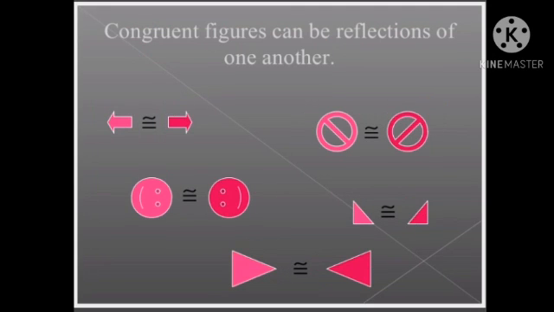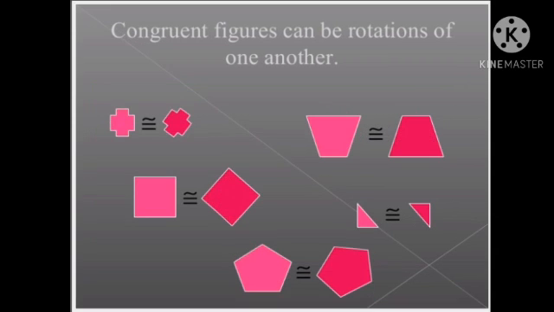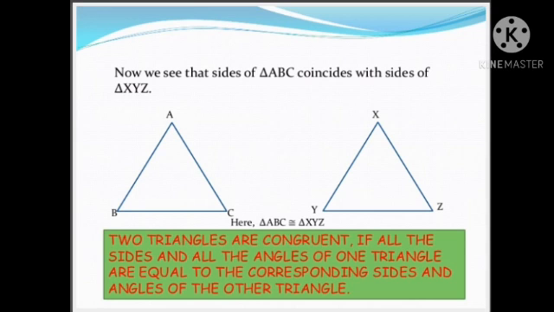Properties of congruent figures. The first one: congruent figures can be reflections of one another. Examples of congruent figures. Next property: congruent figures can be rotations of one another. Let us discuss congruence of triangles.